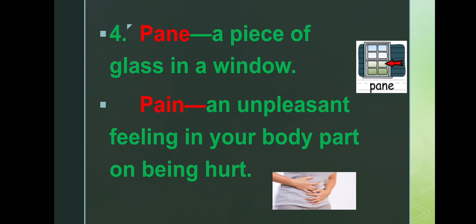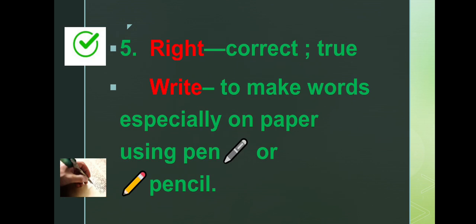And the next two words are pane and pain. The meaning of the first pane is a piece of glass fixed in a window. And the meaning of the second pain is an unpleasant feeling in your body part on being hurt.